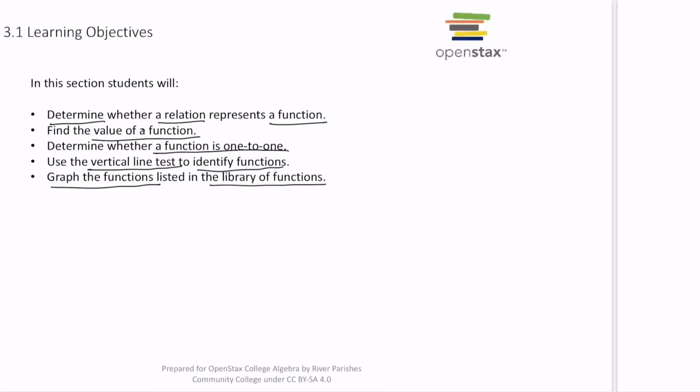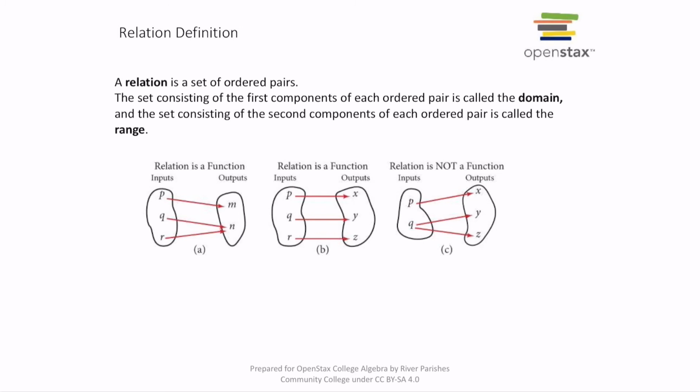Let's start with a relation. What is a relation? A relation is a set of ordered pairs. It's just a simple order. For example, A comma B written in a set can be considered an ordered pair. The set consisting of the first components of each ordered pair, we call the domain. And the set containing the second components of each ordered pair, we call the range.